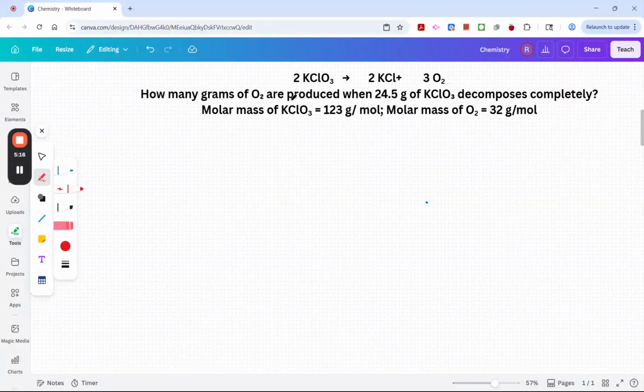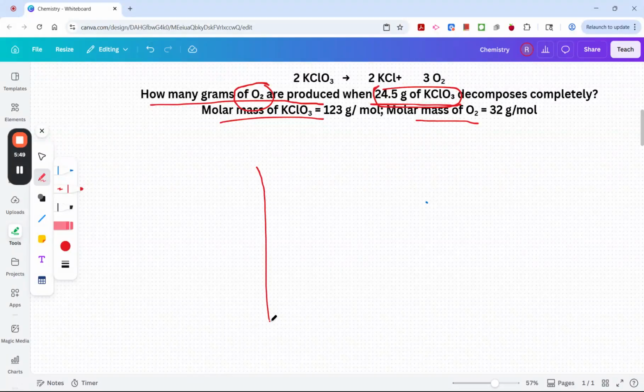Here, let's first read the question so that we can draw our 3 columns. How many grams of oxygen are produced when 24.5 grams of potassium chlorate, KClO3, decomposes completely? You can say this is a decomposition reaction. The molar mass of KClO3 is given to you, the molar mass of oxygen is given to you. So you need to find the grams of oxygen, mass to mass conversion. 24.5 grams of KClO3 is given to you. Grams to grams, so it's pretty clear. Here we go, our 3 columns.